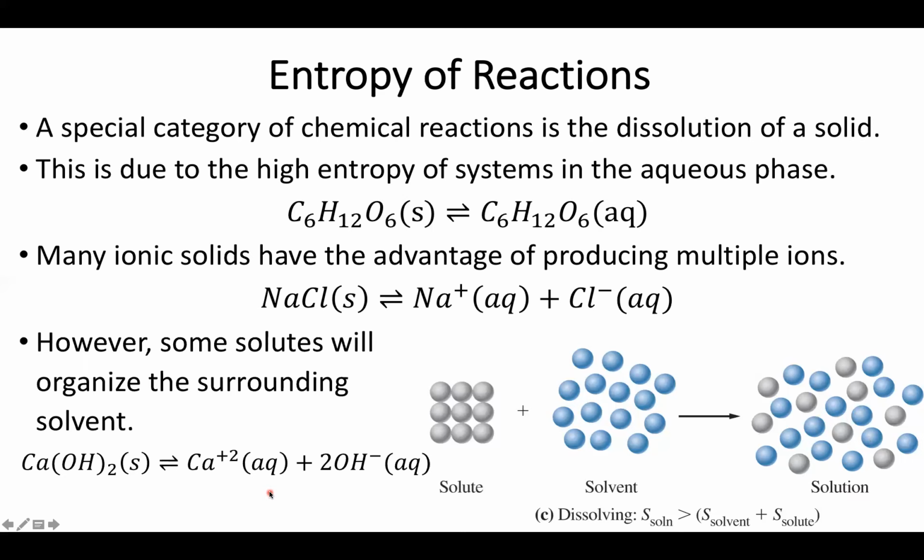However, so far we've been figuring out how we can calculate entropies of reaction using the entropies of products and reactants. However, I haven't told you how to get those yet. So next time, we're going to try and figure out how we can calculate the entropy of a species.